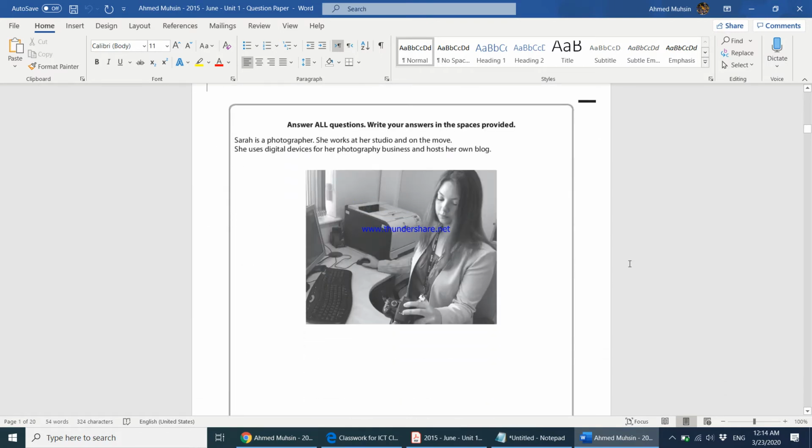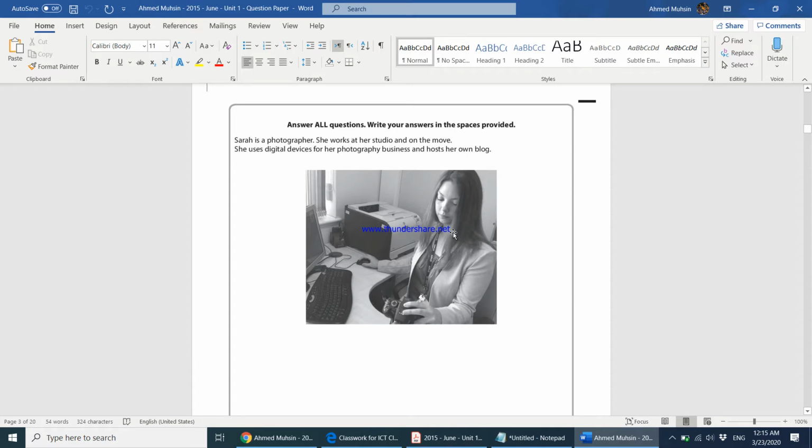So over here the scenario is given to us. It says Sarah is a photographer. She works at her studio and on the move. So she's a person who's traveling a lot. She uses digital devices for her photography business and hosts her own blog. Okay, so this entire paper is based on this particular scenario. So she's a photographer, works in a studio, she's always on the move. She uses digital photographs for her photography business, and she also has her own blog.